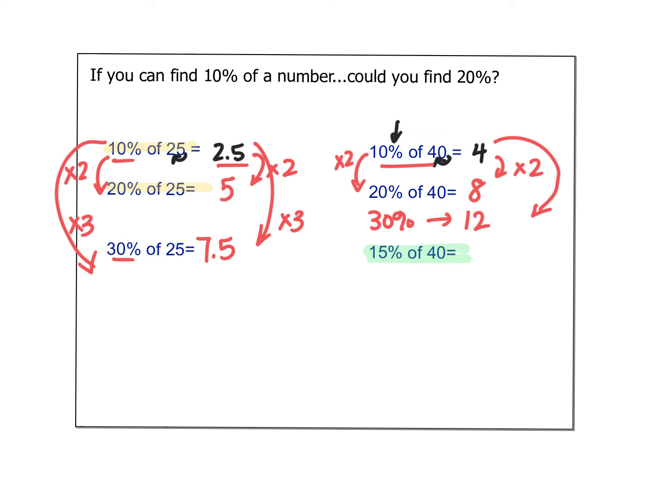So 15% of 40. Well, you know 10% is 4. I need another 5%. Well, to get from 10 to 5, that's split in half, so split that in half, I get 2. So total, that's 15%, and total, that's 6. So 15% of 40 would give me 6. Now, hopefully all of this that I'm talking about is going to help you when we get to some tipping.